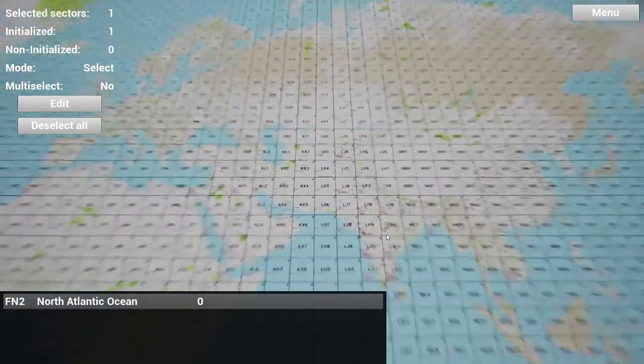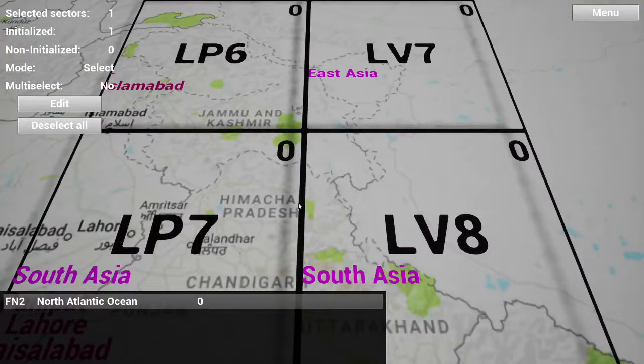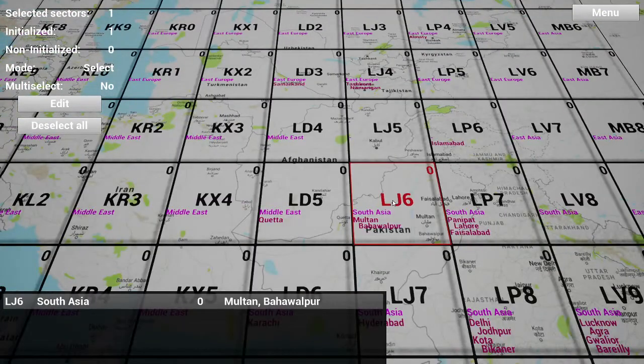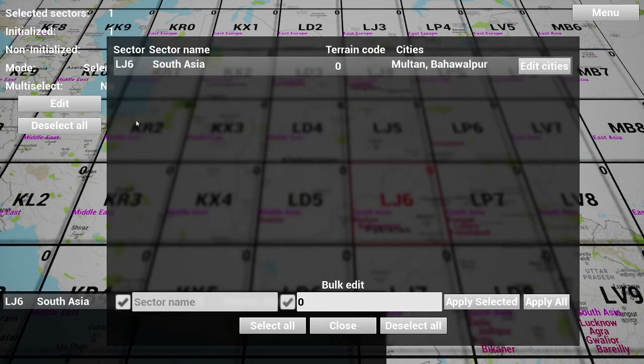So with that, if you just look at this one random sector in Pakistan, you have these two cities, Multan and Balharwalapur. Can't pronounce it. I'm sorry, I don't speak Urdu. But the cities are assigned to the sectors. So let's go ahead and take a look at this.